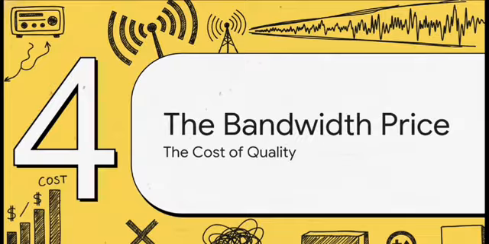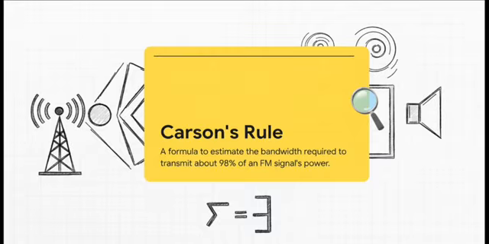But of course, that incredible, amazing quality you get from wideband FM, it doesn't come for free. There's always a catch, right? Its biggest disadvantage, and the main reason it took a while to catch on, is that it needs a huge amount of space on the radio spectrum. This is what engineers call the bandwidth price. So how do engineers figure out that exact price? Well, they use a handy guideline known as Carson's rule. Now don't worry, we're not going to do a bunch of math here. Just know that it's a simple way to calculate the space you need to transmit pretty much all of a signal's power, which is the key to getting that rich, high-quality sound.